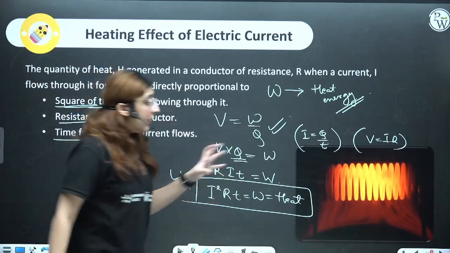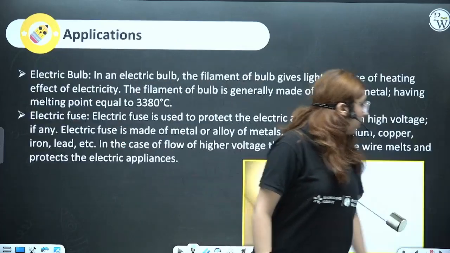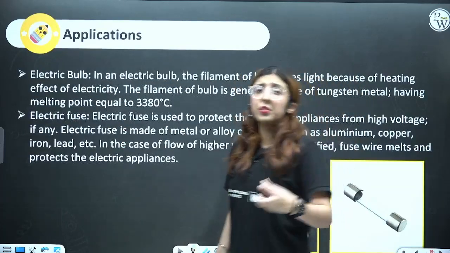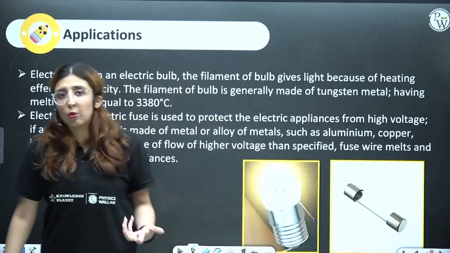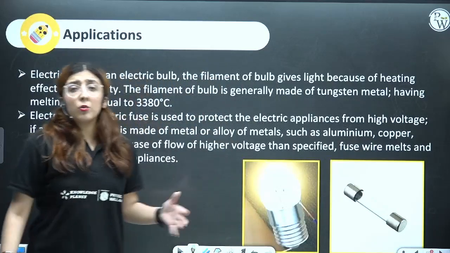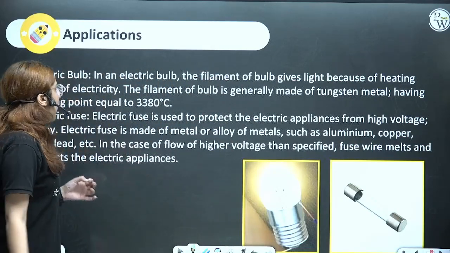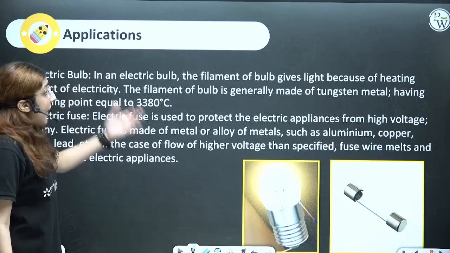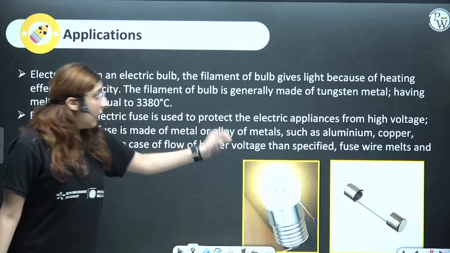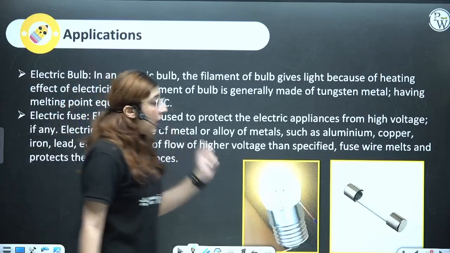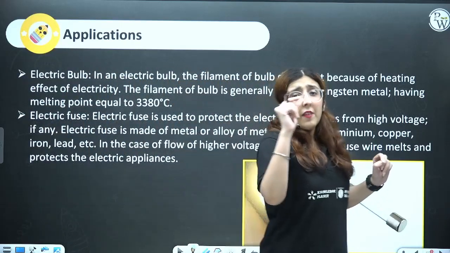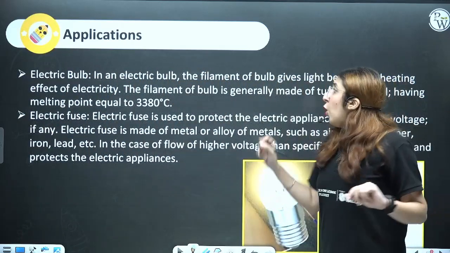We use heating effect of electric current all around us. We use it in bulbs, we use it in safety devices like fuses also. Moreover, we use it in our geysers as well. When we talk about bulb, the filament is here, and this filament, tungsten filament, is made up of a very, very thin wire, coiled.